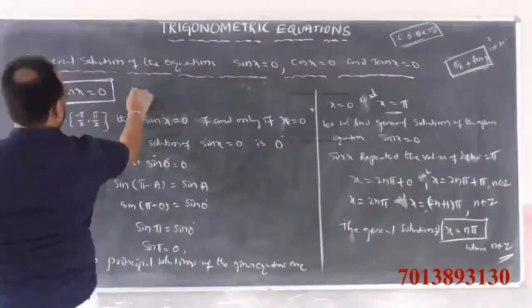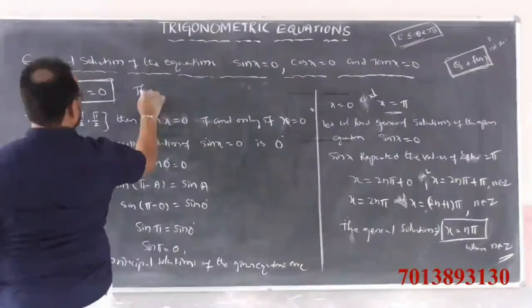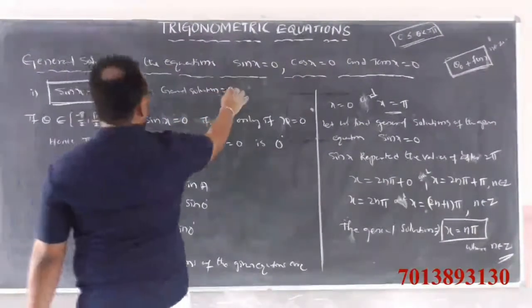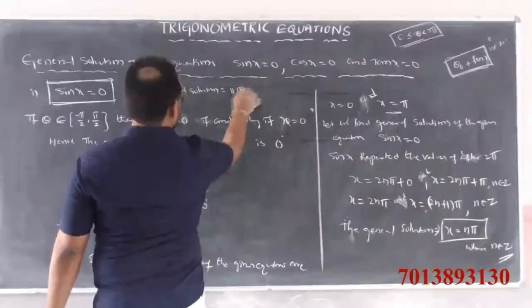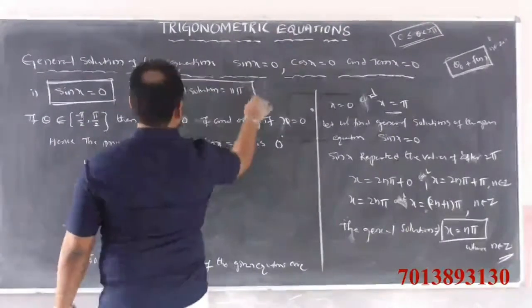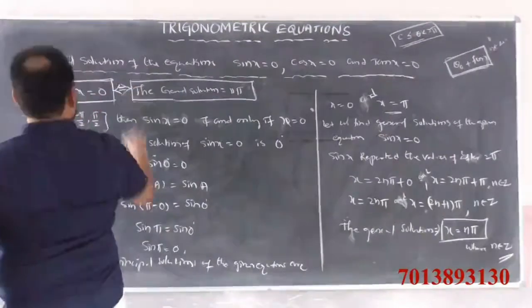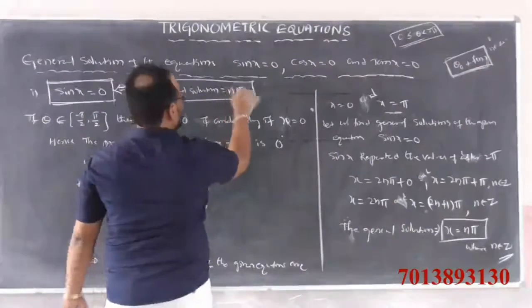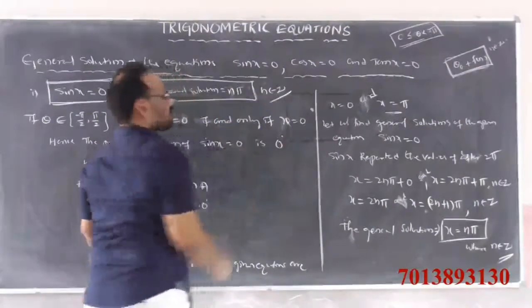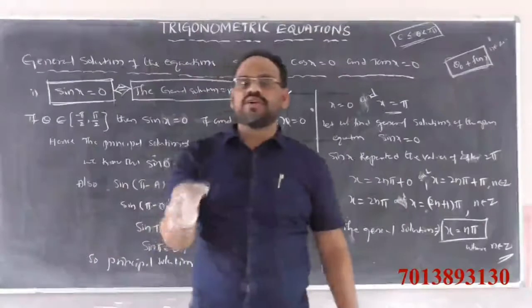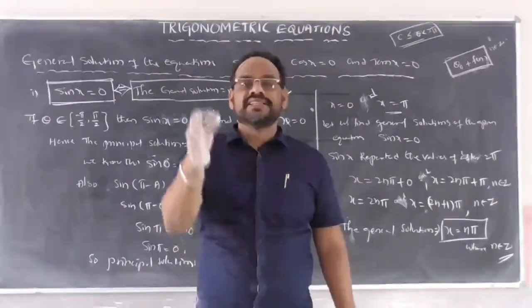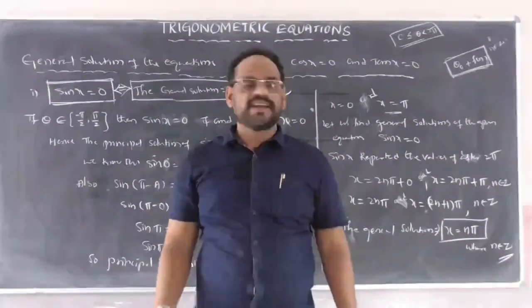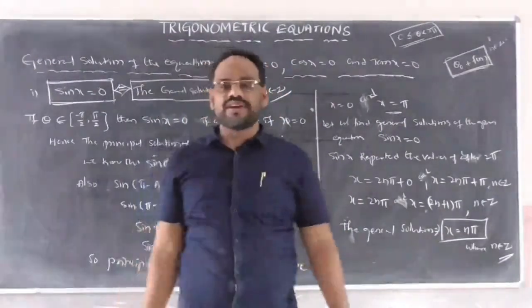Therefore, the general solution is equal to how much? N pi. Sin x is equal to 0. The general solution is n pi, where n belongs to Z. So sin x is equal to 0, the general solution is n pi. Next, we find cos x equals 0 and tan x equals 0.